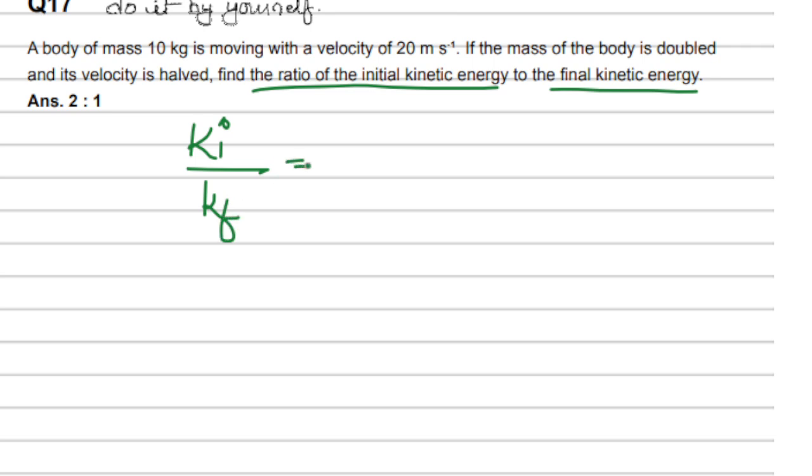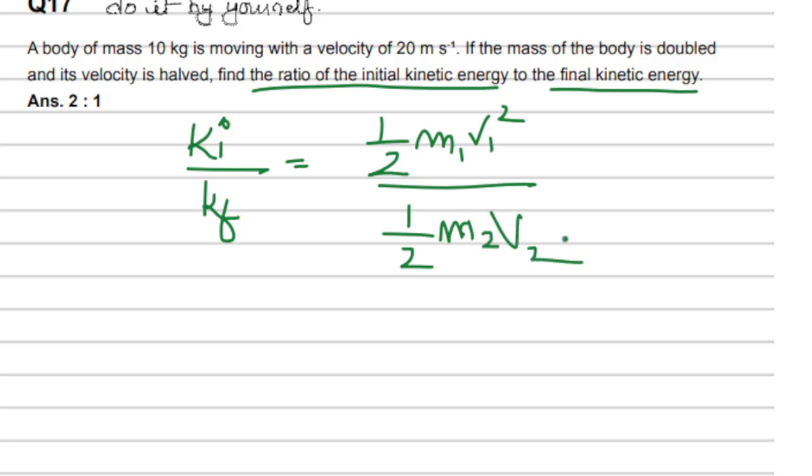Now just put down their formulas. This will be half. Mass initial was, let's say, m1, and the velocity was 20, let's say v1, and now we have to divide it by half m2 v2 square. So this is a general expression. Now what is the relation? What they are saying is that the mass of the body is doubled. So m2 will be 2m1, so the mass terms will cancel out and only 2 will remain here.